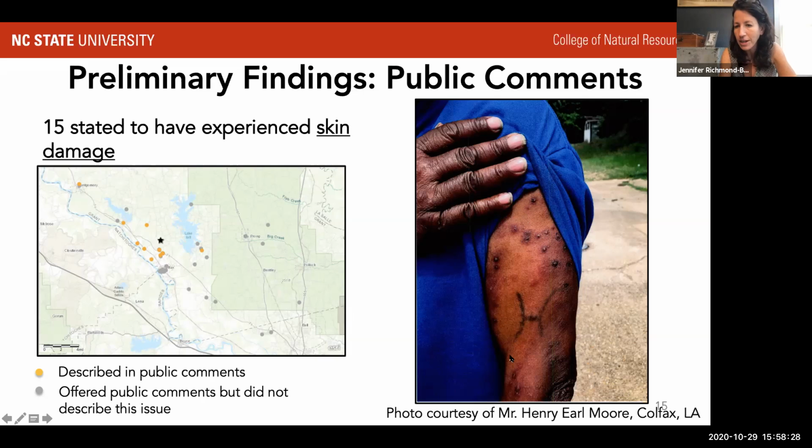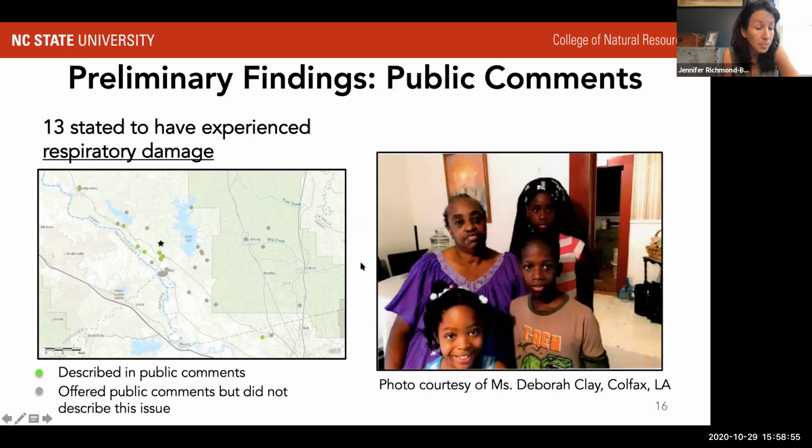And the picture on the right is pretty gruesome. This is provided by Mr. Henry Earl Moore of Colfax. He's got a tattoo on his arm, and then above it you can see these scars and wounds that he was attributing directly to the deposited material coming from the facility. So again, fairly gruesome stuff.